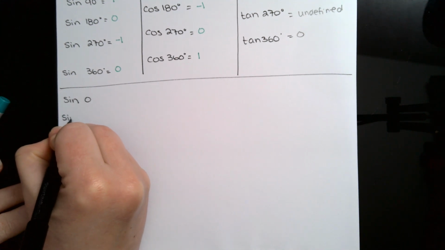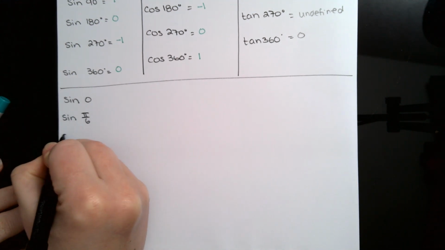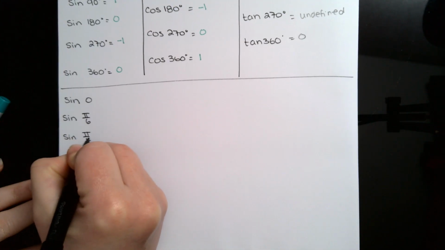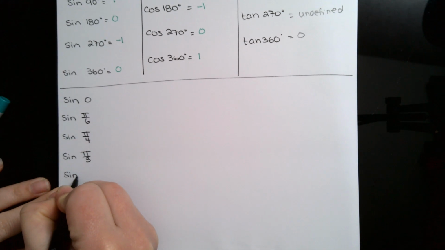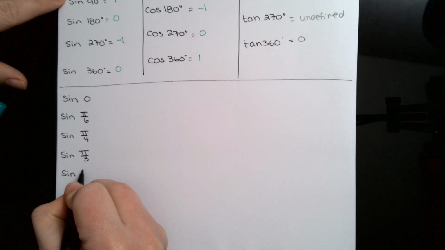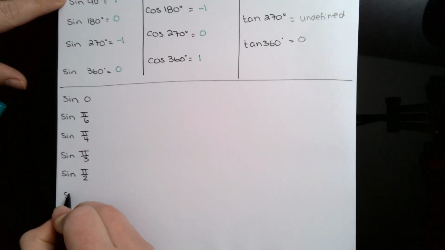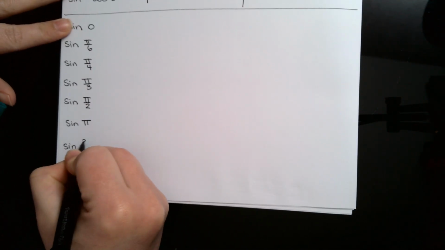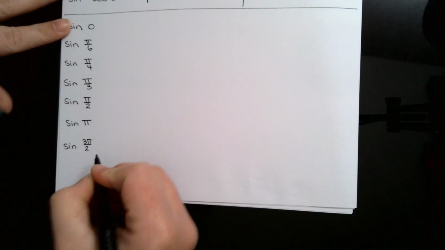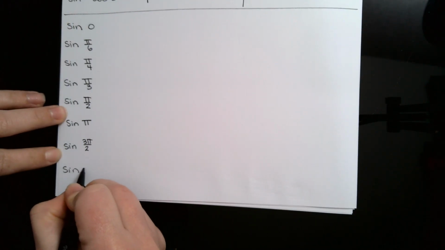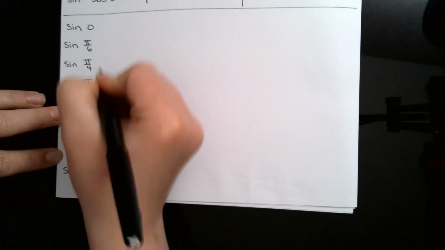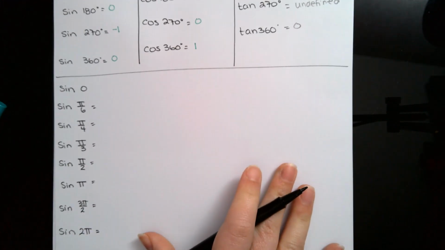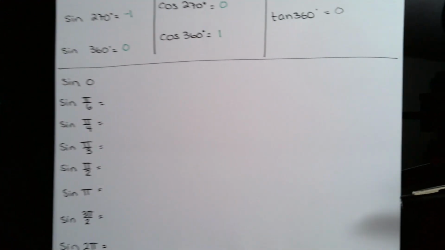Then we have sine of pi sixth, sine of pi fourth, sine of pi third, sine of 90 degrees, which is pi halves. Then we got sine of pi, which is half of a cycle, sine of 3 pi halves, that's 270, and then sine of 360, one full cycle, is 2 pi. Now again, even though it looks slightly different, these are exactly the same values as we did in degrees.